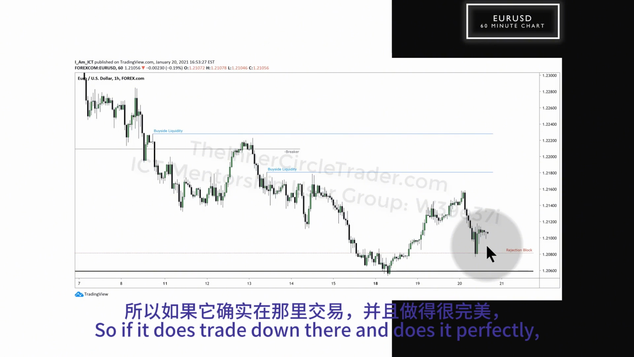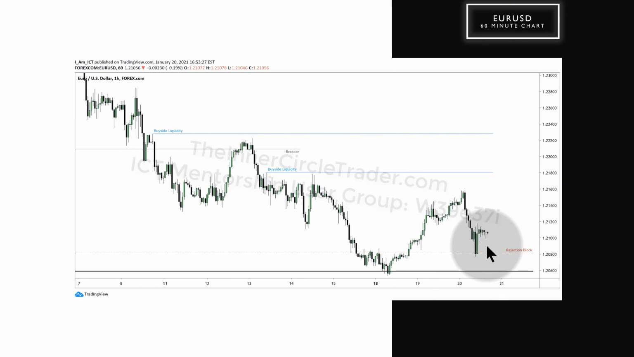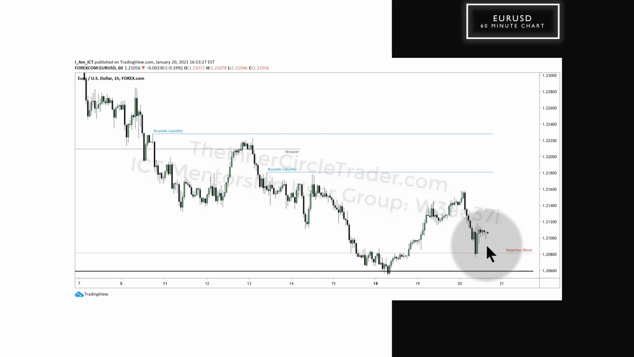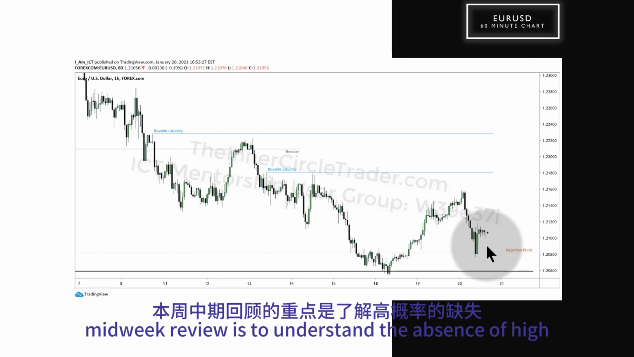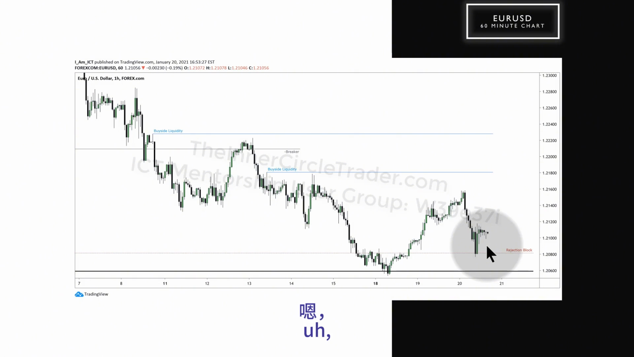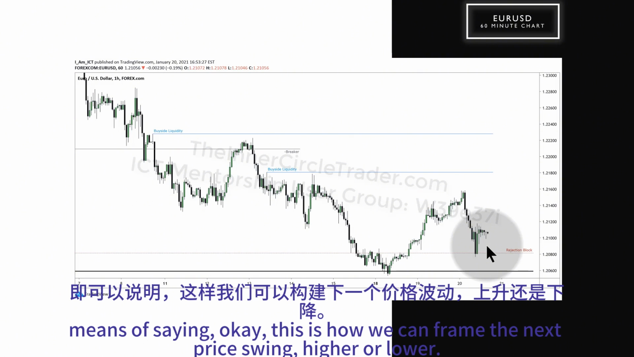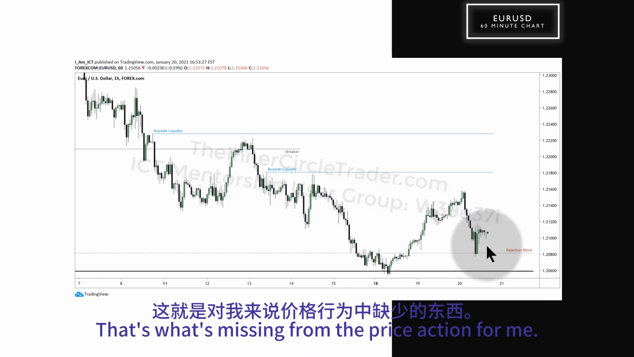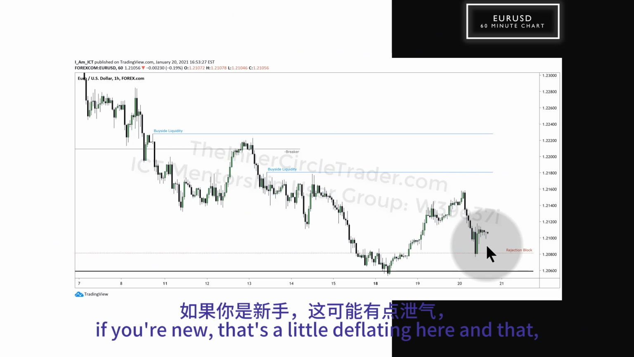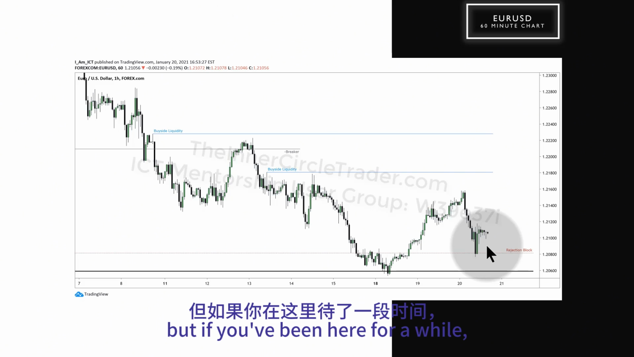So if it does trade down there and does it perfectly, what does that really do for you? Nothing. It just deposits more experience. The main focus of this midweek review is to understand the absence of high probability, the absence of a clear, definable means of saying, okay, this is how we can frame the next price swing, higher or lower. That's what's missing from the price action for me. So if you're new, that's a little deflating. But if you've been here for a while, it makes perfect sense.